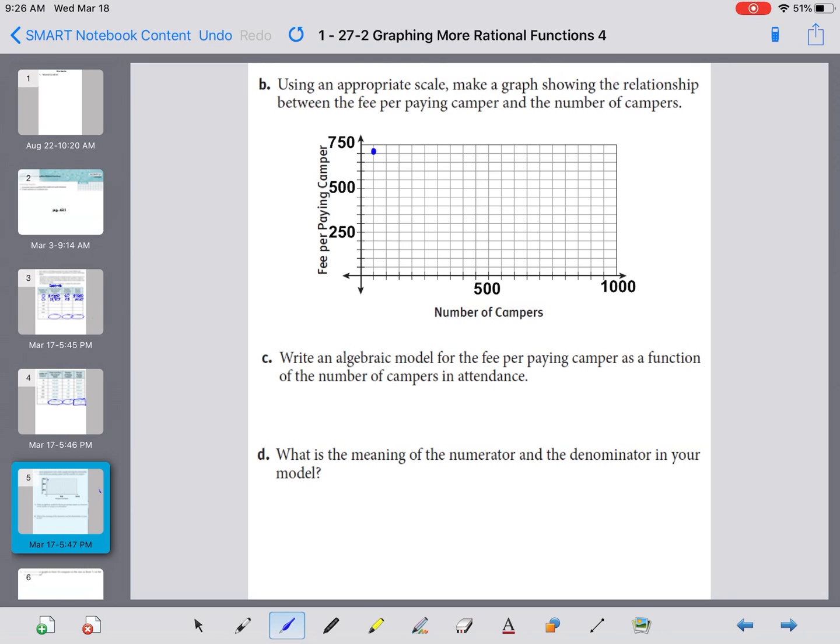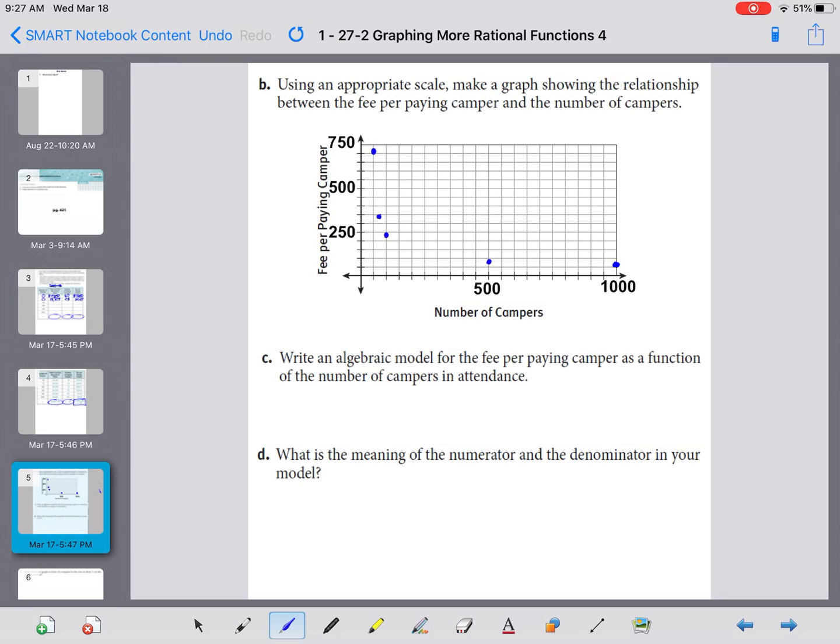The next value we had was 75 campers. The fee per paying camper there was $341. So 75, 341 would be right about there, right? Best approximation. Next value, 100 campers was 235. So 100 campers, 235, right about there. Let's skip to 500. If we go 500, it would be $73 per camper. And 1,000, we're right above 58.